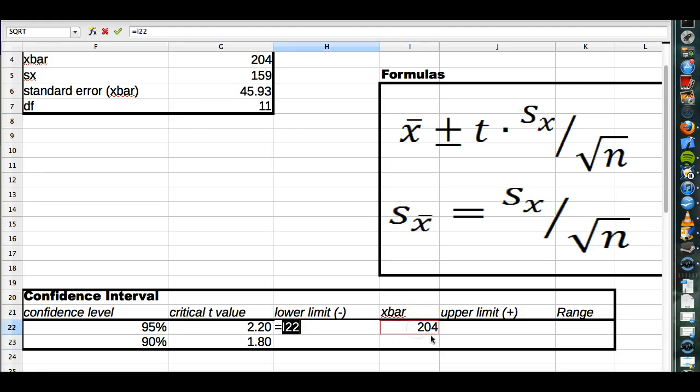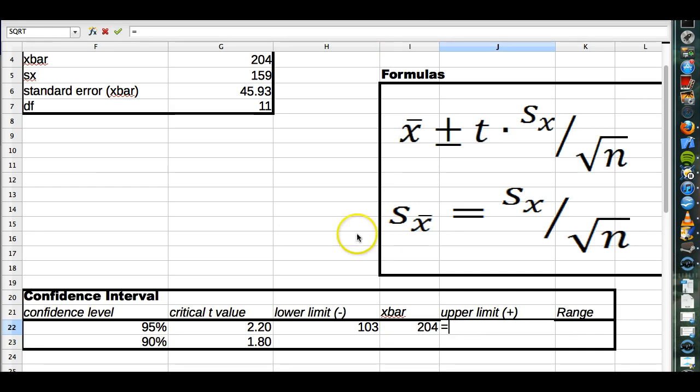I select my x bar there, and because we're working with the lower limit, I'm going to need to use my subtraction sign there, subtracting our critical t-value multiplied by a standard error. And I get 103 as my lower limit in my confidence interval.